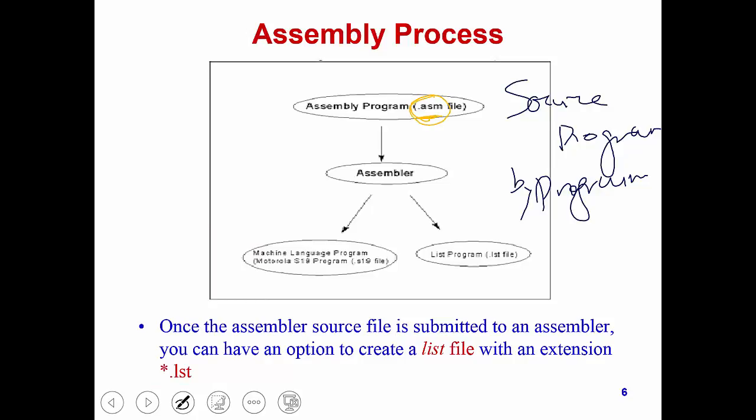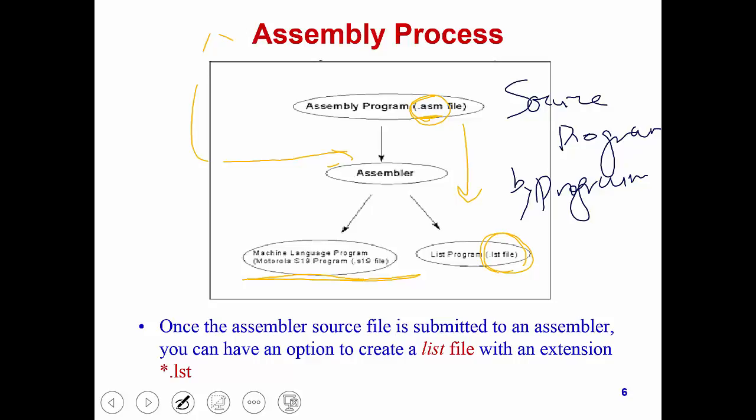Then we do the assembly process by the assembler. So we have machine code. The machine code here is labeled as the .s19 file. In addition, we have another file. It's called .lst.